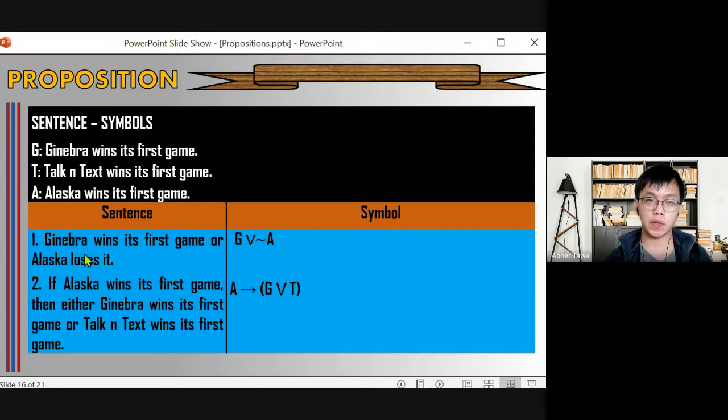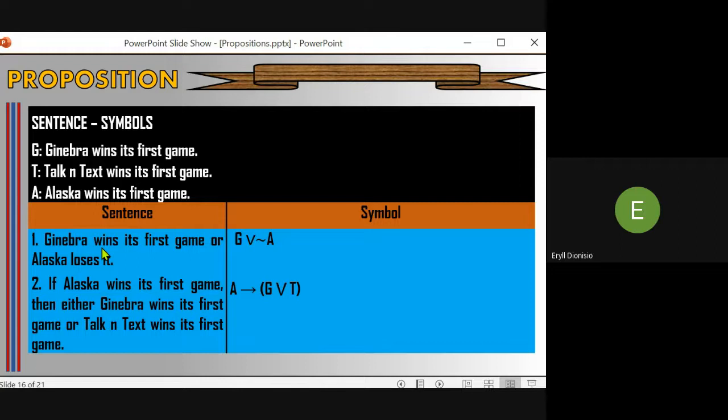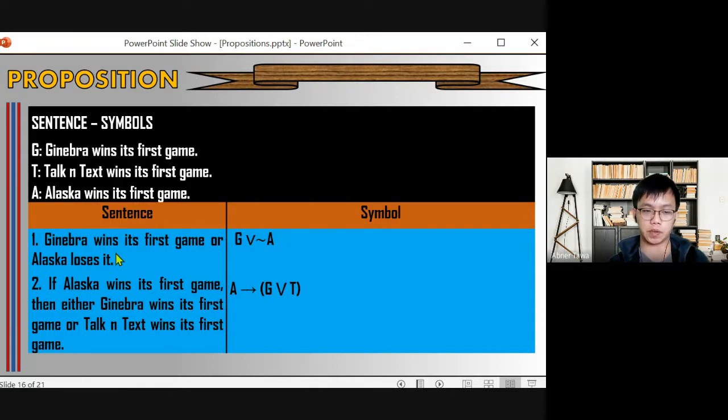So if we have here a proposition in sentence form, number 1, please read, Miss Ariel. Ginebra wins its first game or Alaska loses it. Okay, so how are we going to write this in symbols? So it follows, our first proposition here is Ginebra wins its first game. And what is our symbol for Ginebra wins its first game? That is capital letter G, so that will be G. And then our connective or, the symbol for that is the letter V. So that is a disjunction.